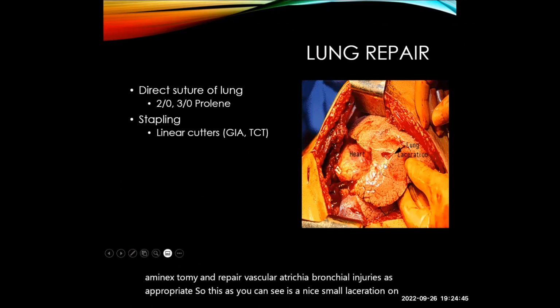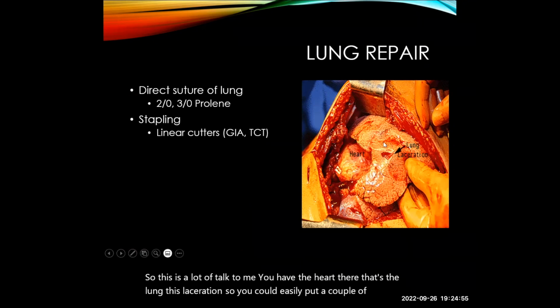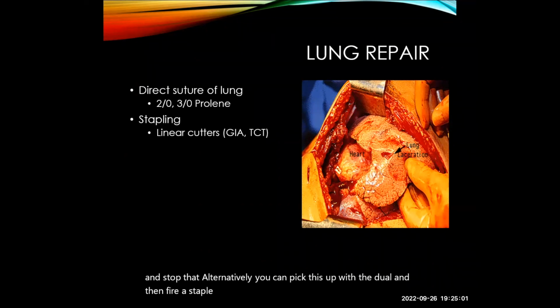Can you see that? So this is a lateral thoracotomy. You have the heart there. That's the lung, with the laceration. So you could easily put a couple of sutures and stop that. Alternatively, you can pick this up with a Duval and then fire a staple under it, and you can remove that laceration.